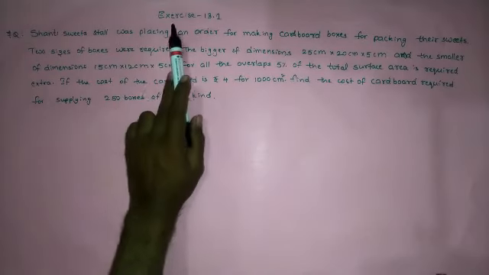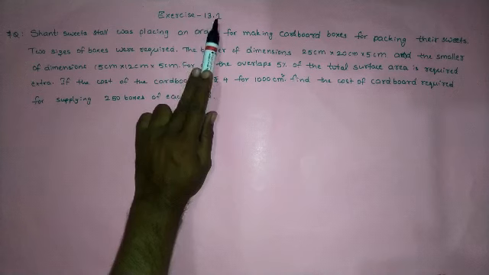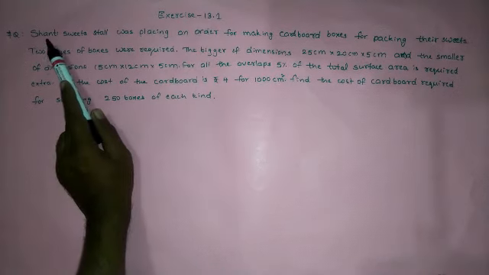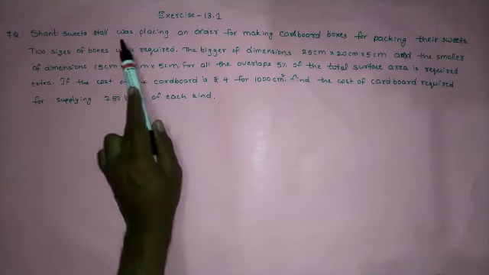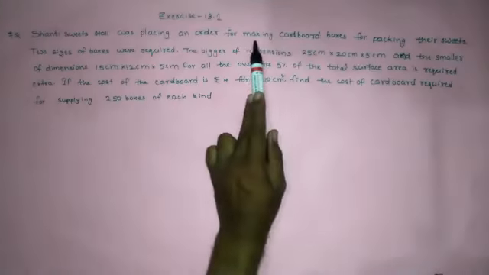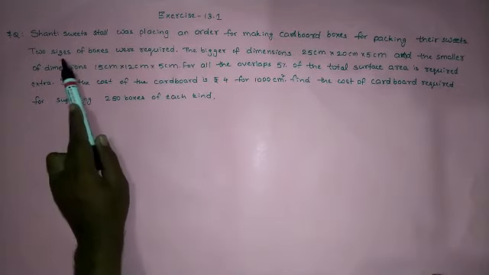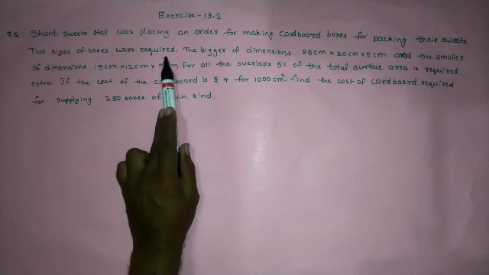Class 9th, Chapter 13, Exercise 13.1, Surface Areas and Volumes. 7th question. Shanti Sweets Stall was placing an order for making cardboard boxes for packing their sweets. Two sizes of boxes were required.